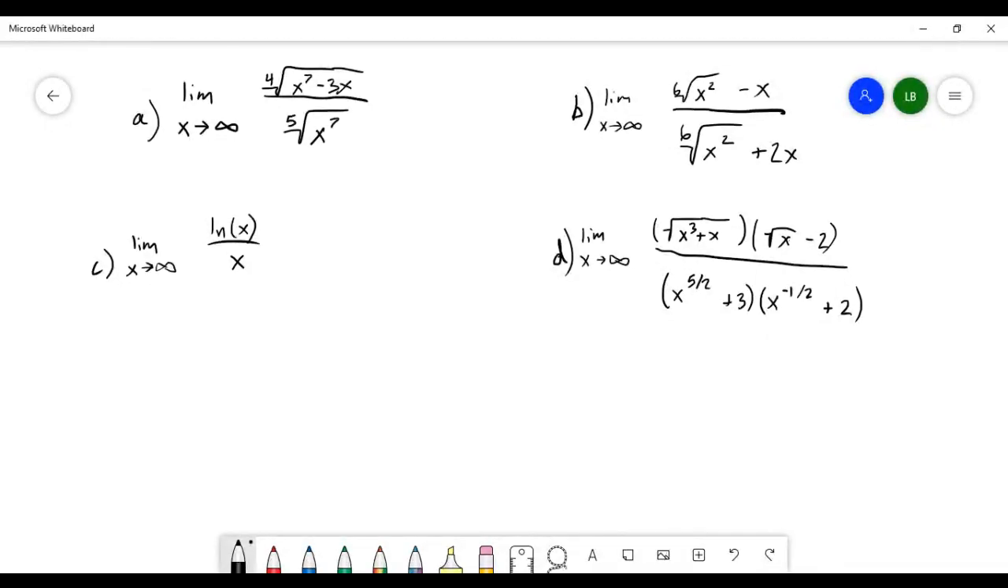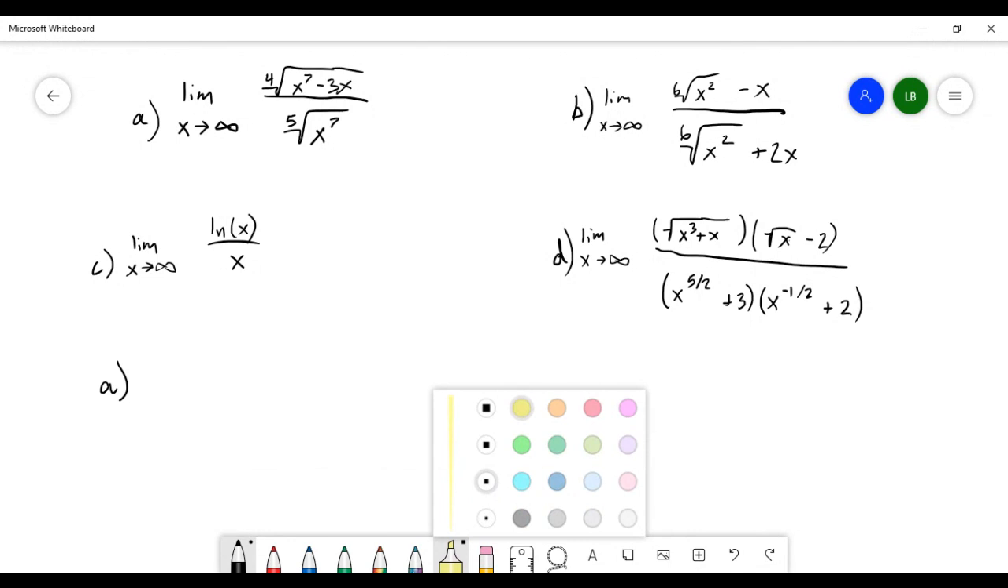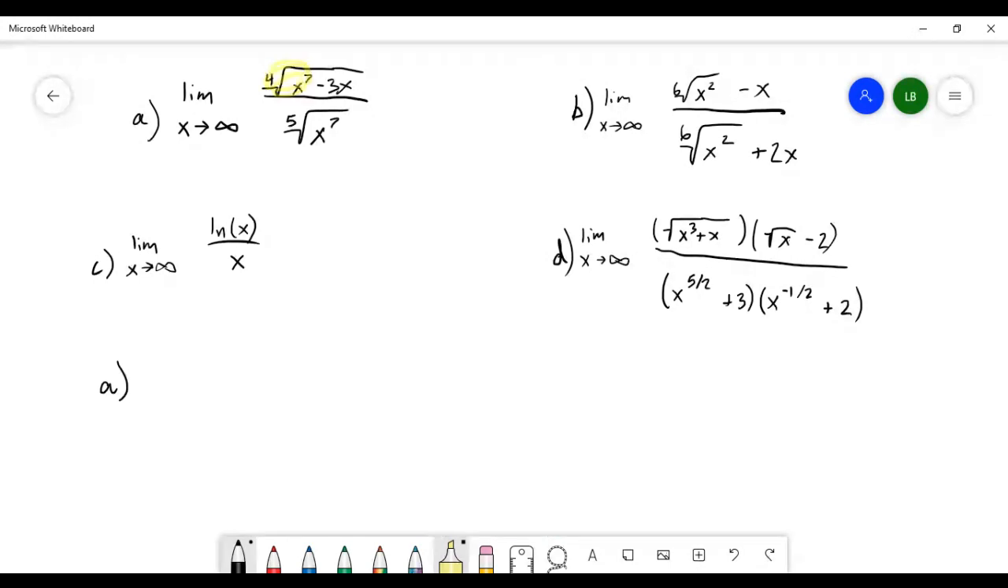For A, if you look at the powers, you can see that our largest terms are going to be this 4th root of x to the 7th and this 5th root of x to the 7th. If we wrote that in fraction terms, that would be x to the 7 over 4, or x to the 7 over 5, and 7 over 4 is bigger, so this is top heavy, so it would be infinity.